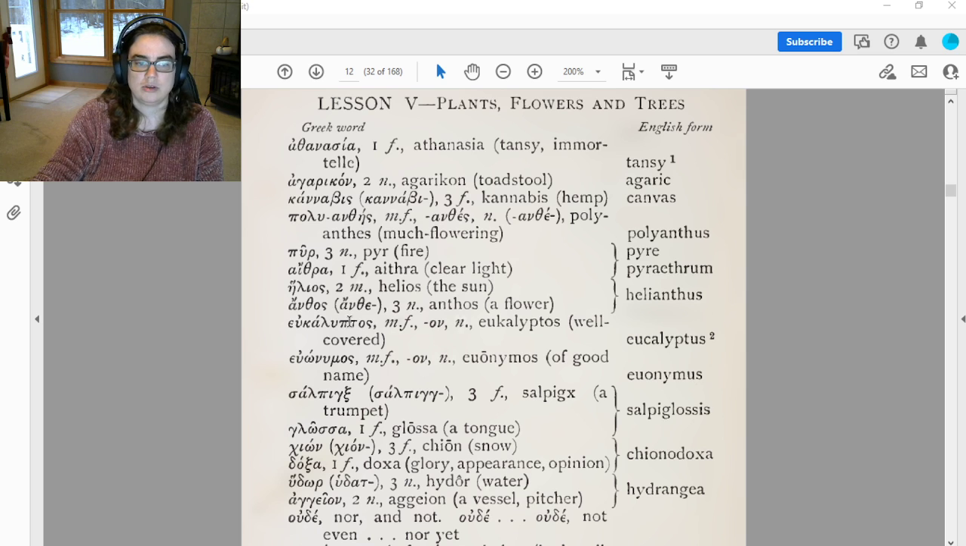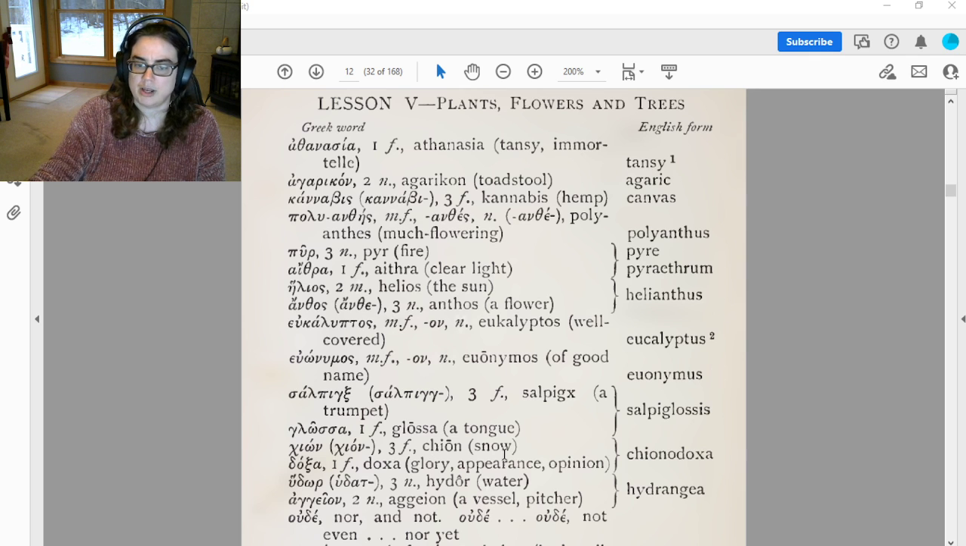Eucalyptus. Oh, eucalyptus. I know that word. Euonymous. I don't know that one. Of good name. It's an adjective that means well named. I don't think it has anything to do with flowers, but okay. Salpinx. It's a trumpet. Oh, okay. Glossa is a tongue. Can also mean a language. Kion, snow.